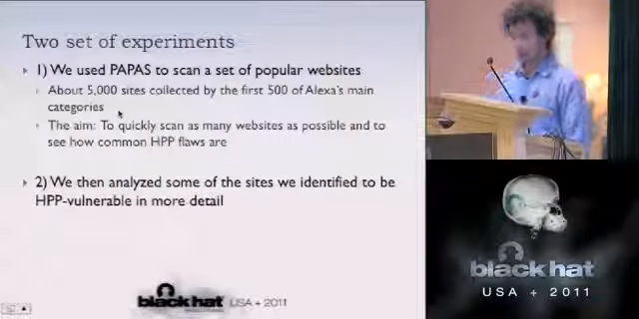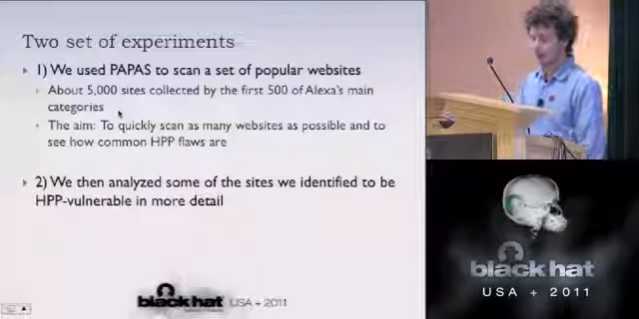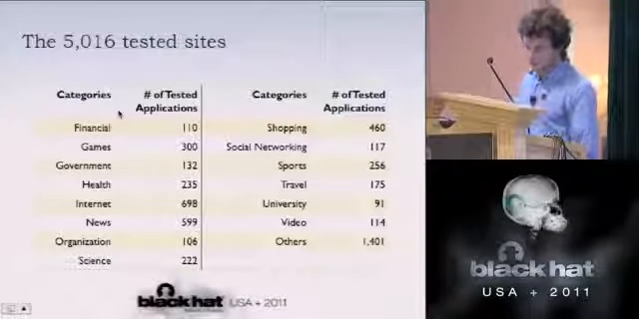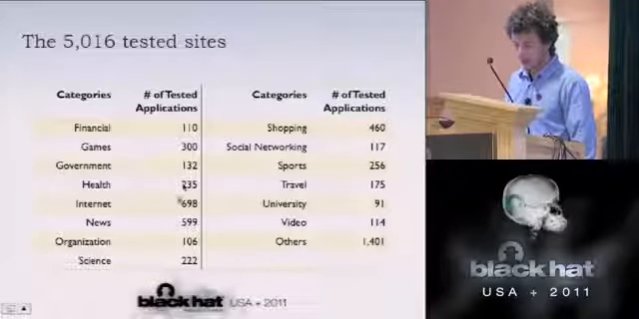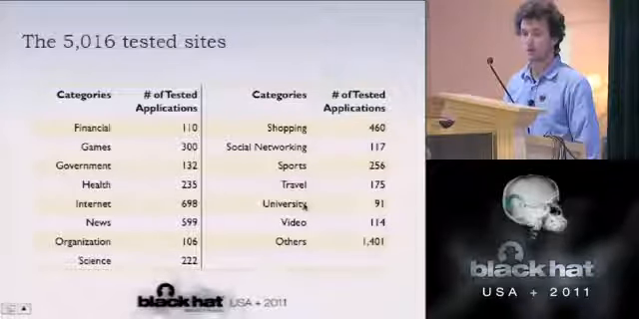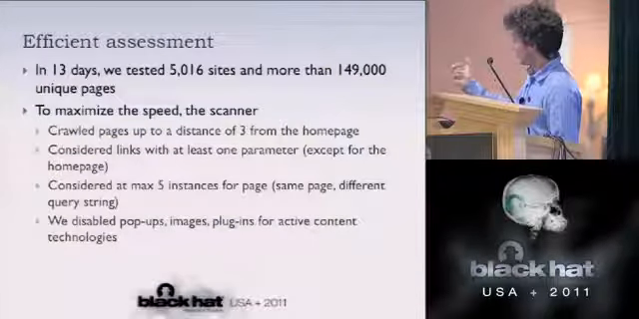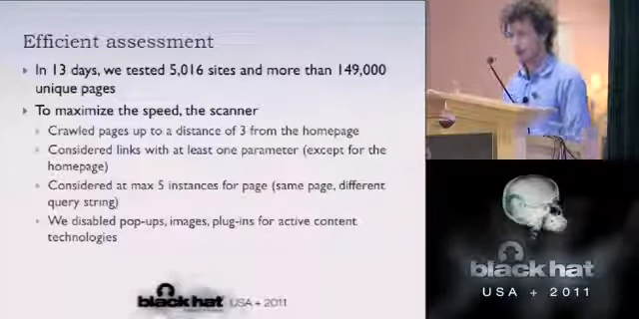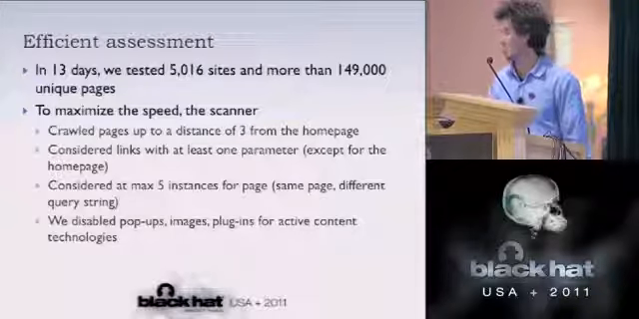So we used the tool to scan about 5,000 sites that we collected from the first 500 Alexa categories. We tested more than 1,000 financial sites, about 200 health sites, news, organizations, and so on. The first part was to test these web applications, and we did it in 13 days. In total we tested about 5,016 different sites, and that means about 150,000 unique pages.